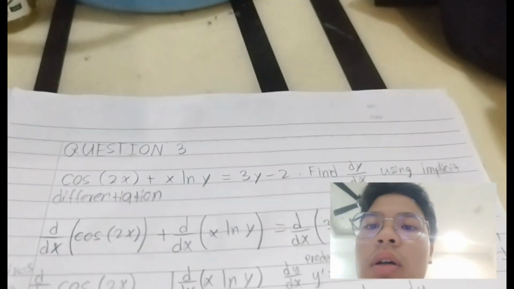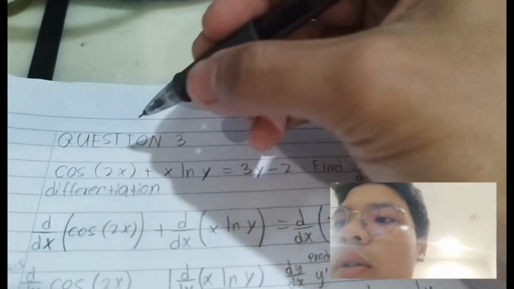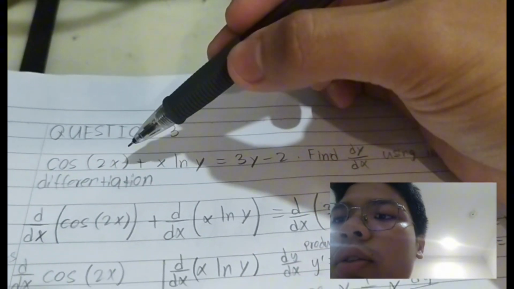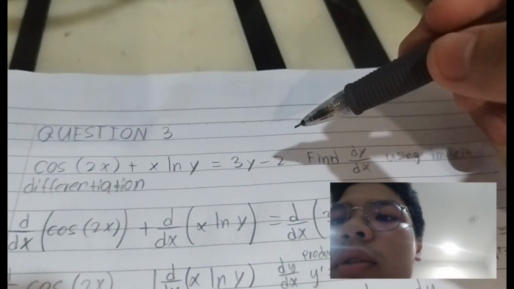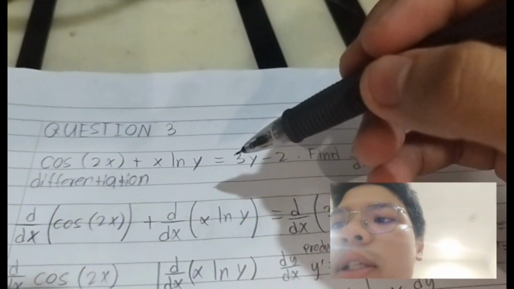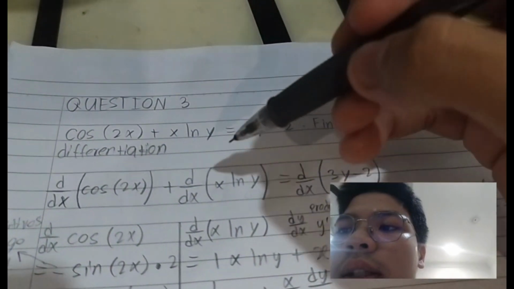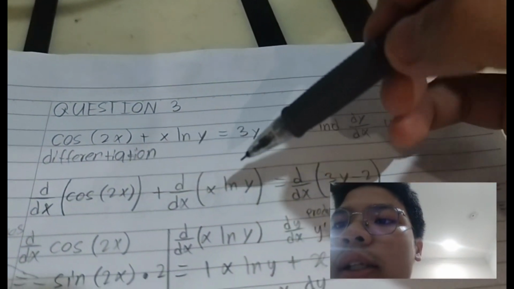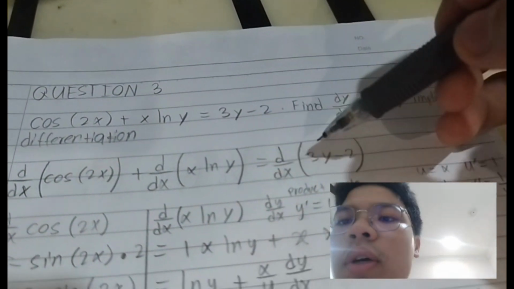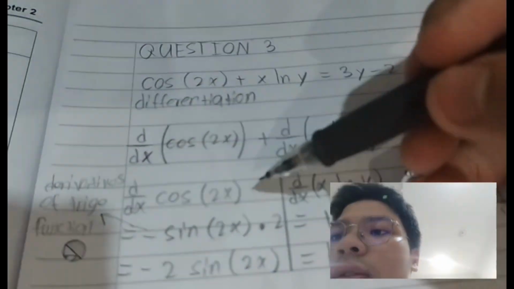Assalamualaikum. So right now I want to discuss my answer for question 3. The question is, given cos 2x plus x ln y equal to 3y minus 2, and I have to find dy over dx using implicit differentiation. First of all, I'm going to differentiate both the left hand side and the right hand side. So we write d over dx of cos 2x plus x ln y equal to d over dx of 3y minus 2.